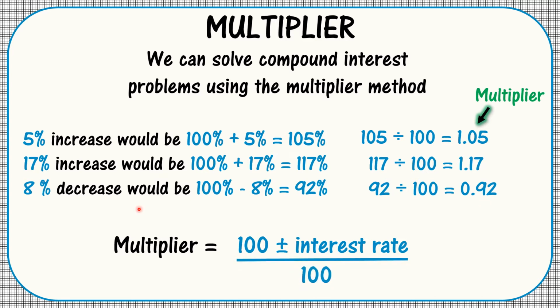So we can say that the multiplier is 100 plus or minus the interest rate. It is a plus if the value increases and it will be a minus if it decreases, and you divide it by 100. This is how we work out the multiplier, which we will need to work out compound interest and depreciation.